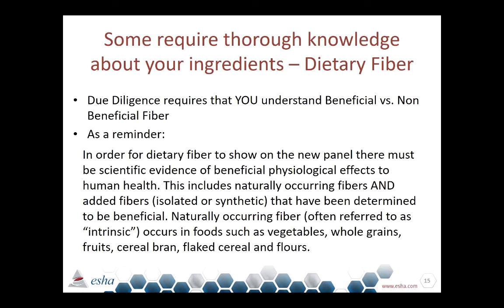Some calculations require thorough knowledge about your ingredients, specifically dietary fiber. So due diligence requires that you understand beneficial versus non-beneficial fiber. As a reminder, in order for dietary fiber to show on the new panel, there must be scientific evidence of beneficial physiological effects to human health. This includes naturally occurring fibers and added fibers, which could be isolated or synthetic, that have been determined to be beneficial. Some examples of naturally occurring fibers are those that are intrinsic, such as fibers in vegetables, whole grains, fruits, cereal bran, things like that. Those intrinsic, naturally occurring fibers are automatically considered beneficial.